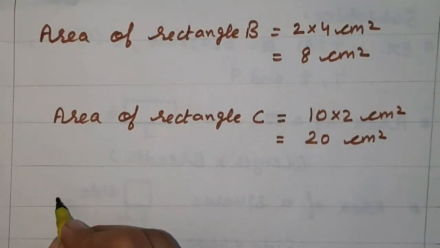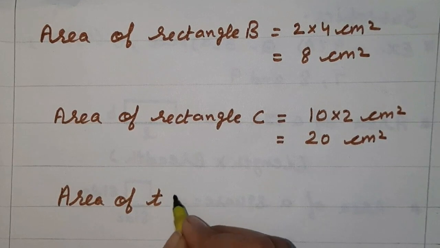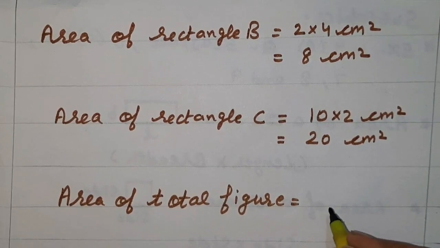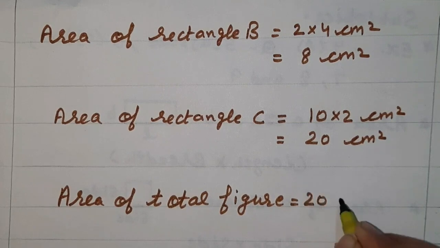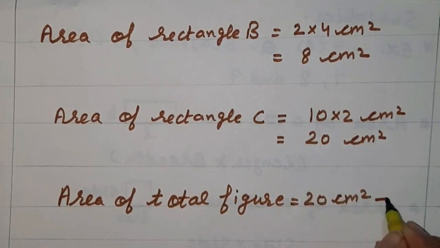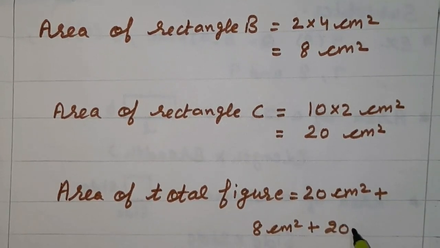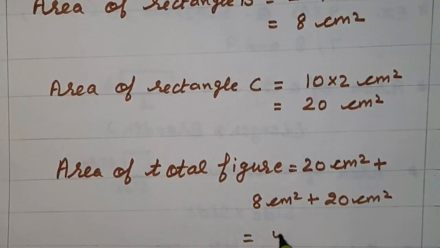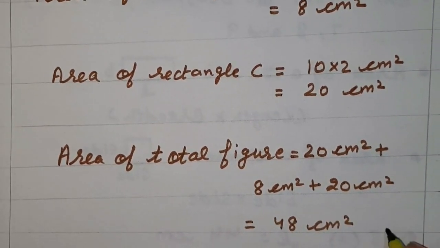Now write down area of total figure. We will do addition of all 3 areas. 20 centimeter square plus 8 centimeter square plus 20 centimeter square. 20 plus 8, 28. 28 plus 20, 48 centimeter square. It is your answer.